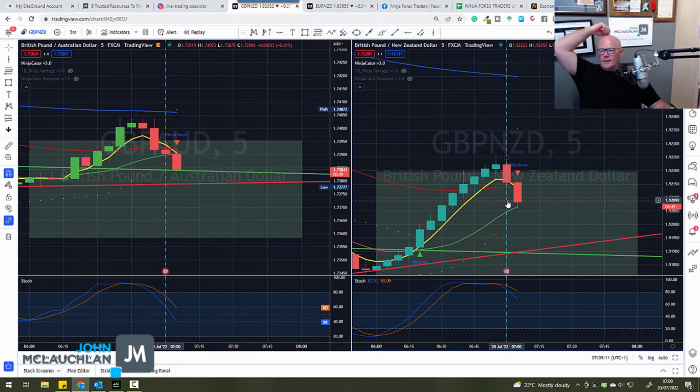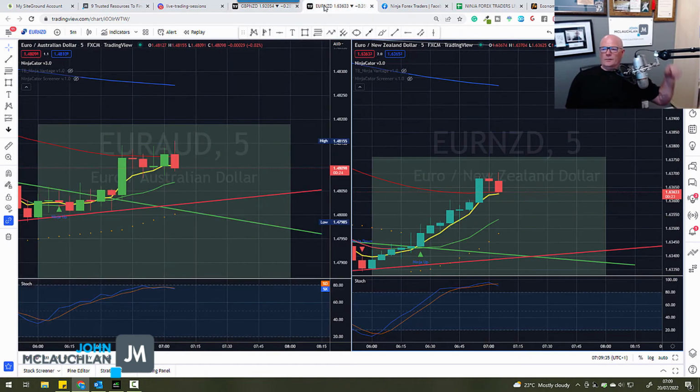But this is a response to the news. So the news must have been against the British pound, because the pound is coming down in value against the New Zealand dollar. So despite what I just said about the euro possibly having room to breathe, it's coming down. Excuse me. Coming down in the same way that the British pound just did.